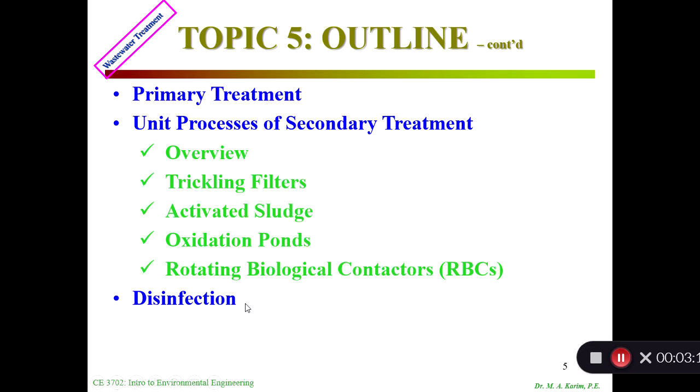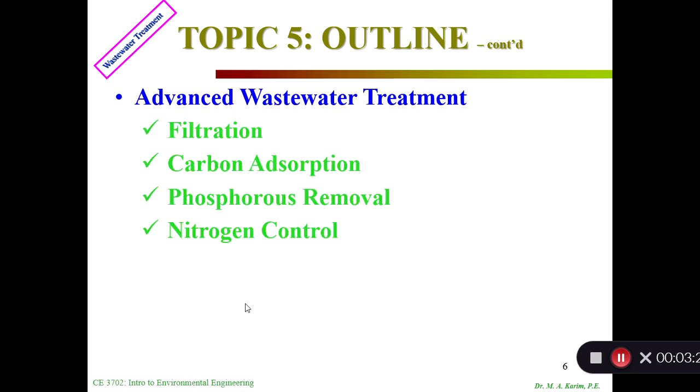Then we'll discuss disinfection. Disinfection has to be done before we can discharge the treated wastewater to the surface water. Then we'll see advanced wastewater treatment: filtration, carbon adsorption, which would be GAC and PAC, phosphorus removal, and finally nitrogen removal. So phosphorus and nitrogen are nutrients. We have to remove those to a certain extent to keep the surface water clean, to avoid or to discourage algae growth.